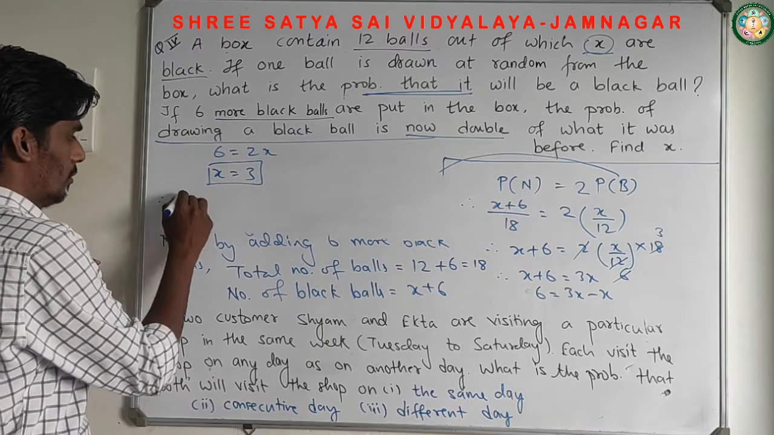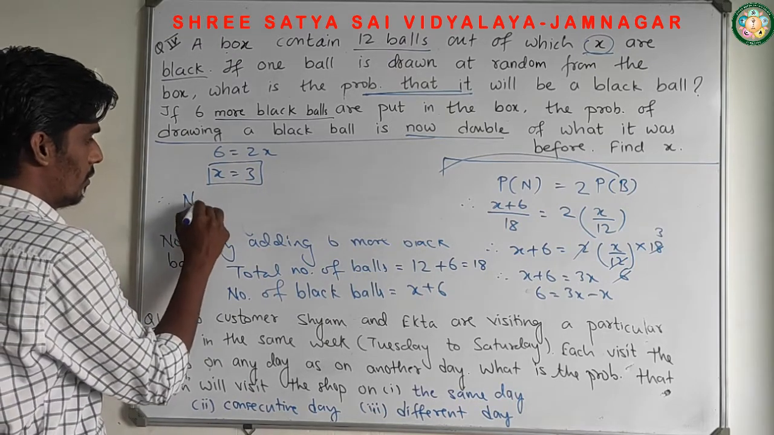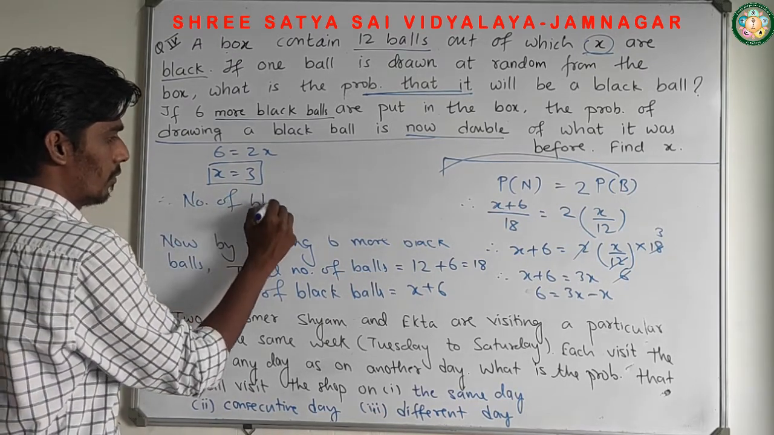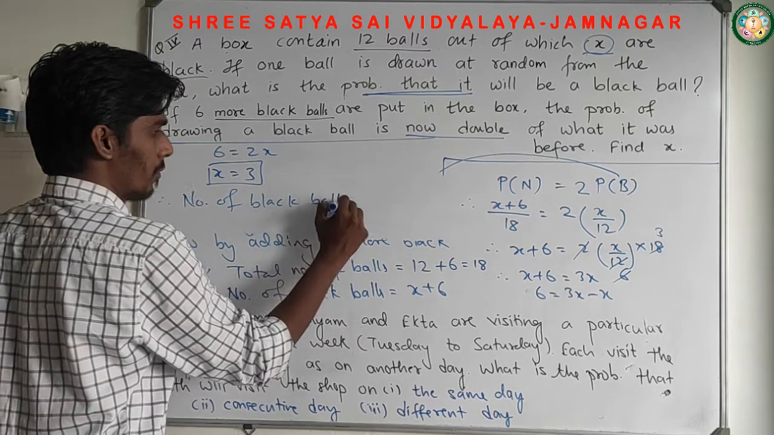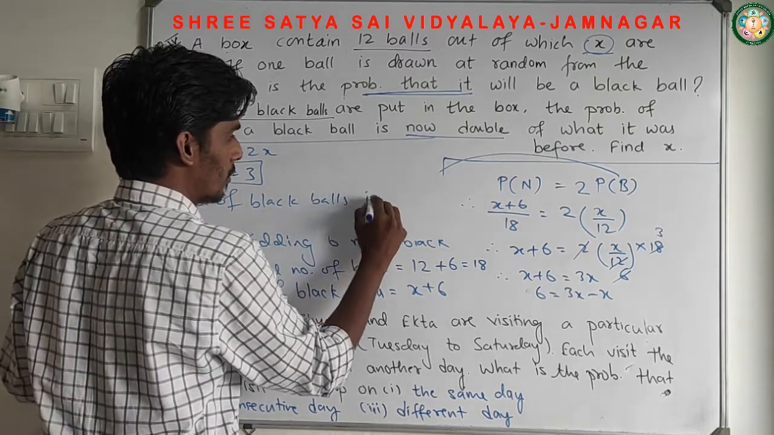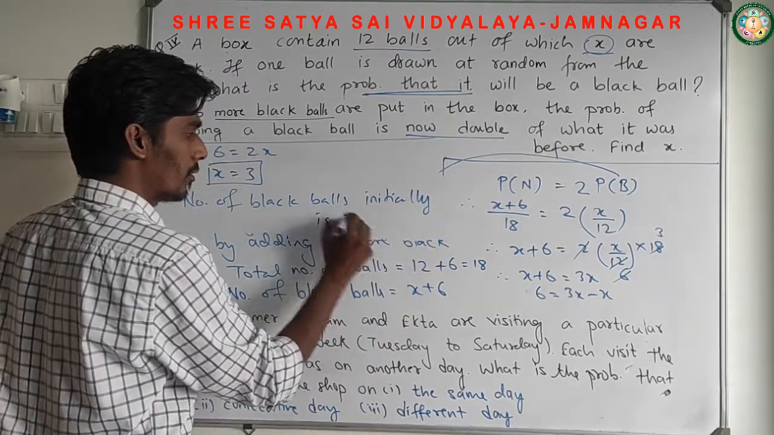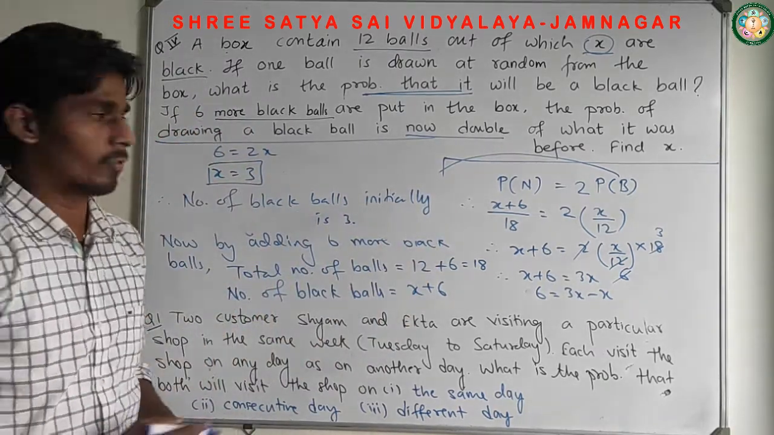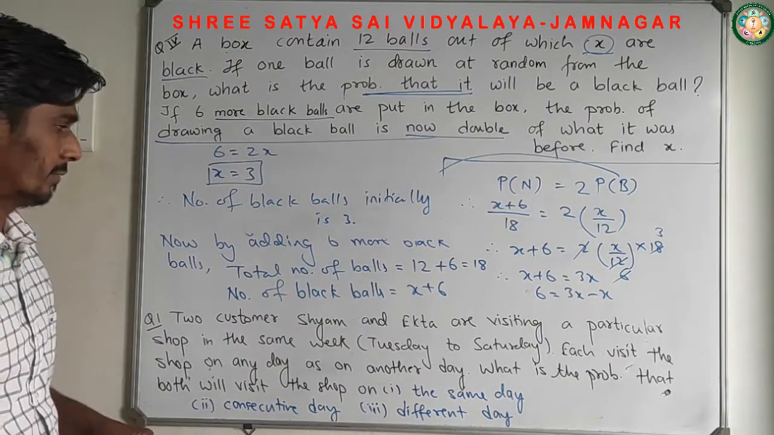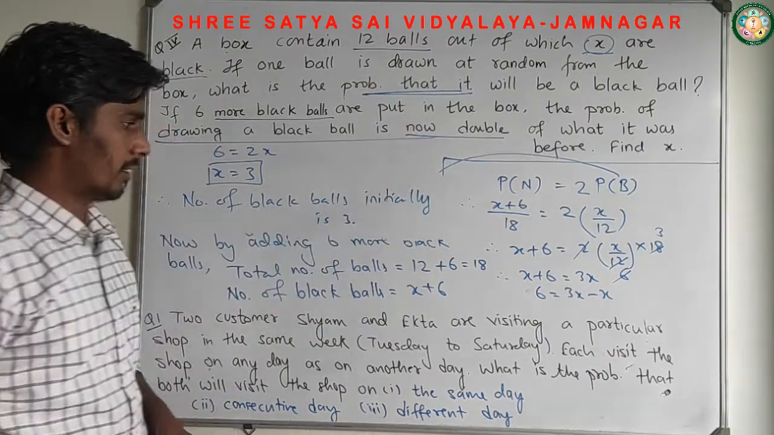Therefore, the number of black balls initially is 3, and this is the value of x which we were supposed to find. So this is the way we can solve this question.